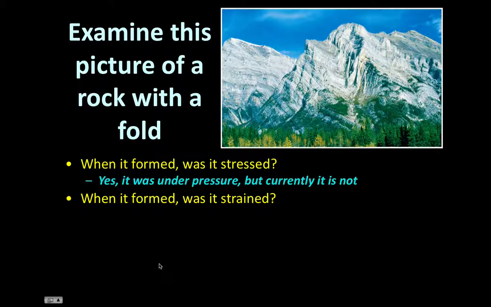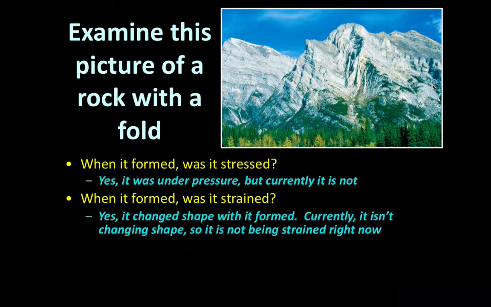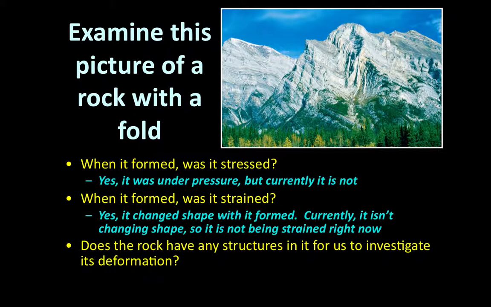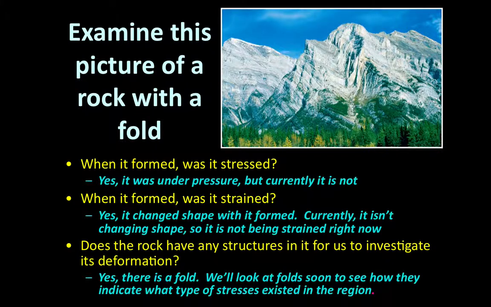Now, when the rock formed, was it strained? Well, the question you should be asking is, did it result in a change in shape? And if we look at this picture, we can see the layers have been folded. And folding is a change in shape. So yes, it did change shape. It might not be changing shape today, so it's not being strained right now, but in the past it did change its shape. Does the rock have any structures in it for us to investigate its deformation? Yes, the name of the structure that we would identify in this picture is called a fold. We'll look at some different varieties of folds and how they can indicate various types of stresses.